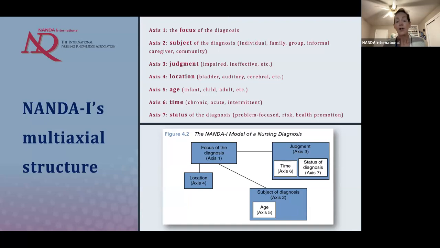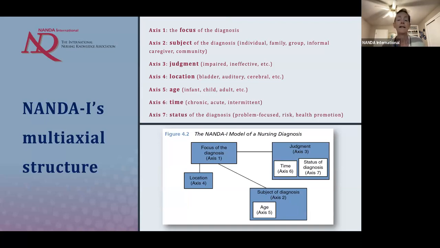Axis 5 is age. So this is currently identified as infant, neonate, child, adolescent, adult, young adult, old adult, elder adult, etc. Our time axis is about the diagnosis itself. So is this a chronic condition? Is it an acute condition? Is it an intermittent condition? That's where the time axis can help us.